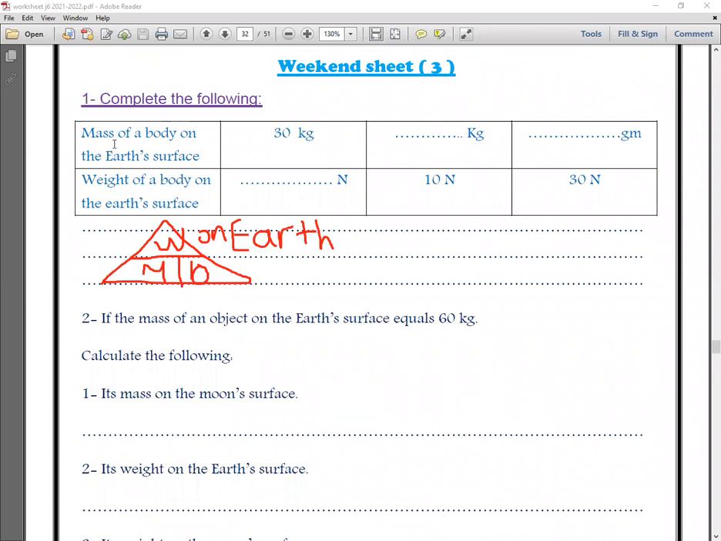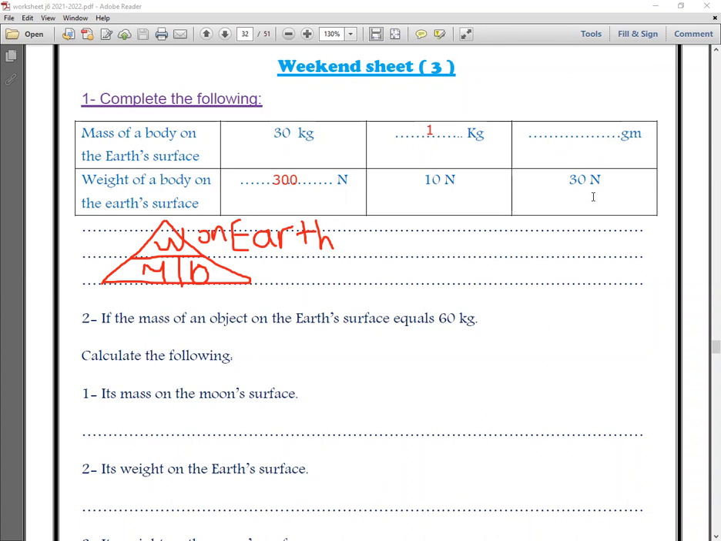The mass of the body, if I give you the mass of the body, the mass equals 30. So the weight equals what? Hide the weight on earth. Weight on earth equals mass times 10. So 30 times 10 equals 300 Newton. Here, I give you the weight of the body, weight on the earth equals 10, so I need the mass. Hide the mass. Mass equals weight on earth divided by 10. So 10 divided by 10 equals 1 kilogram.